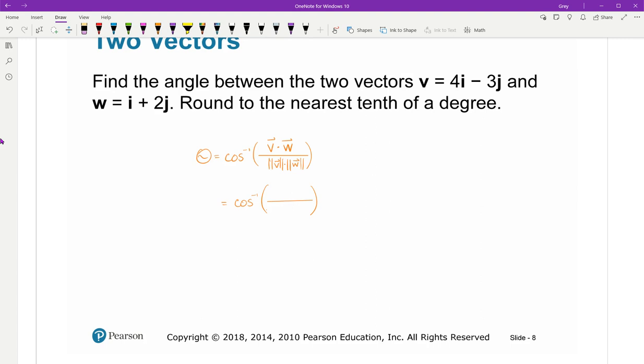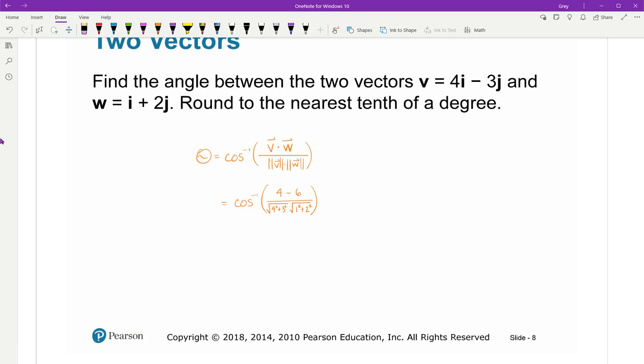My dot product means I multiply the a's. 4 times 1 is 4. Multiply the j's. 2 times negative 3 is negative 6. The product of the magnitudes, you can put it in your calculator in one fell swoop. So that's the square root of a squared plus b squared times the square root of a squared plus b squared, and you put that in your calculator.